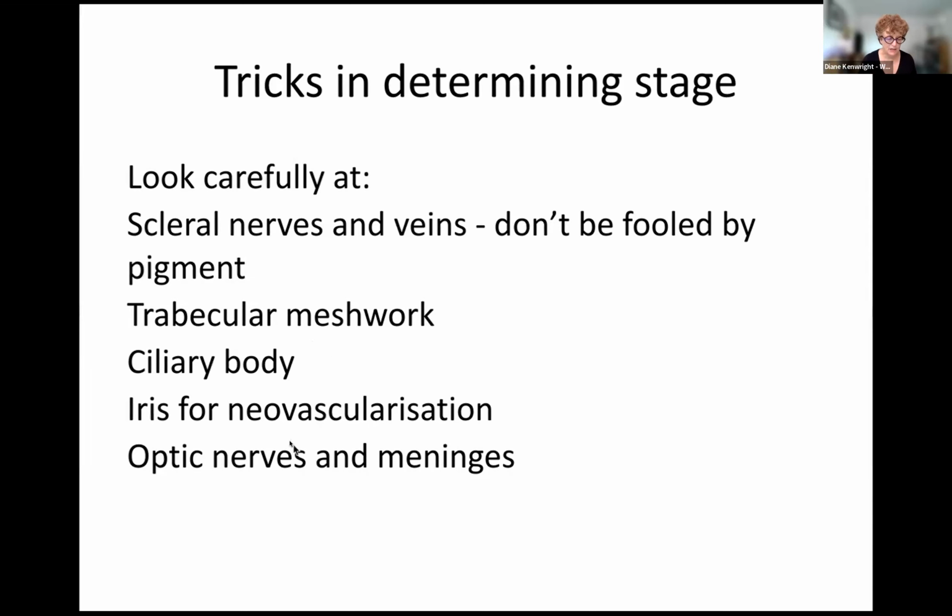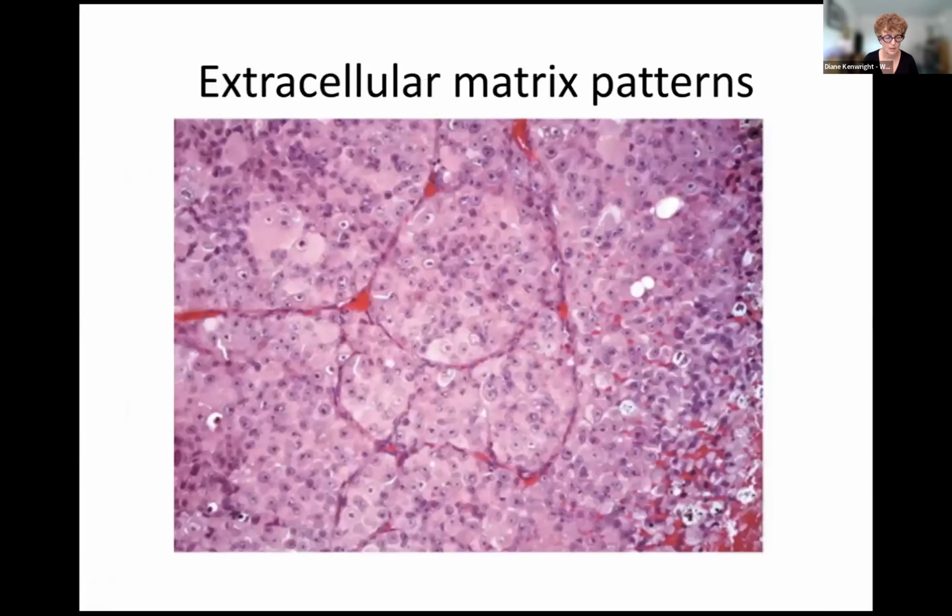And then the iris neovascularization, we're going to spend quite a bit of time on our benign day looking at how you detect whether there's neovascularization, and then look at the optic nerves and meninges. In particular, we want to know whether it's pre-laminar or post-laminar. Okay, so what are these extracellular matrix patterns?